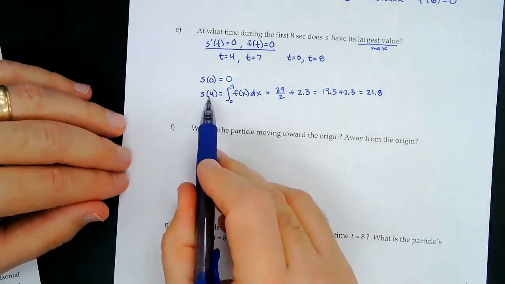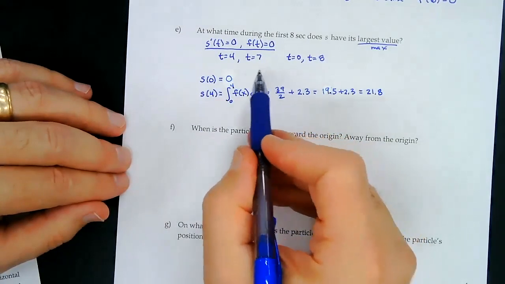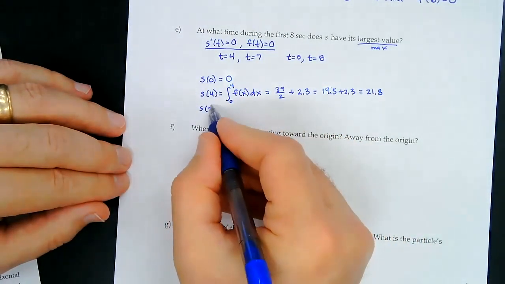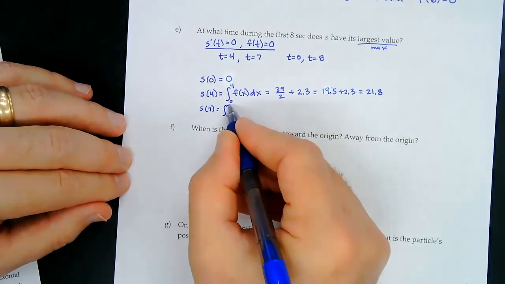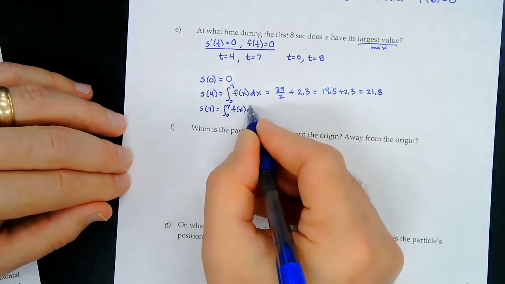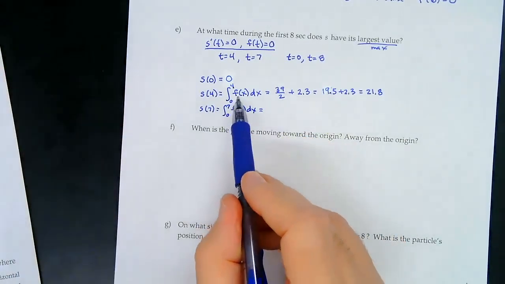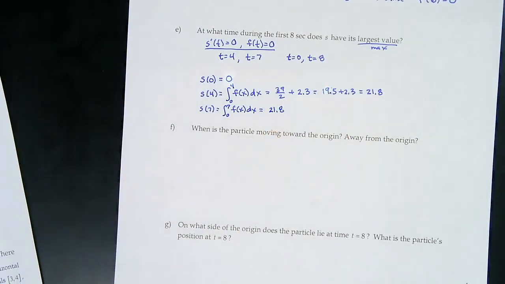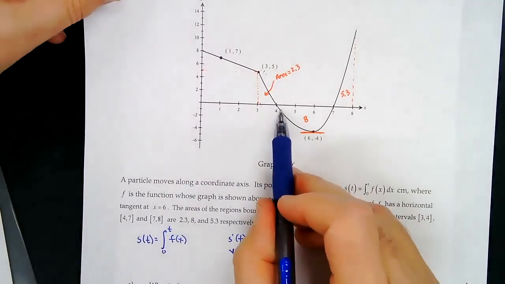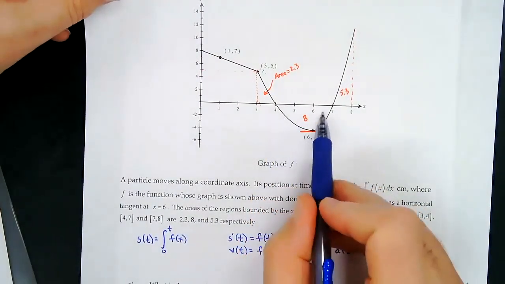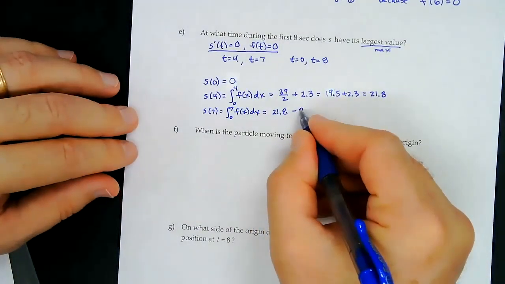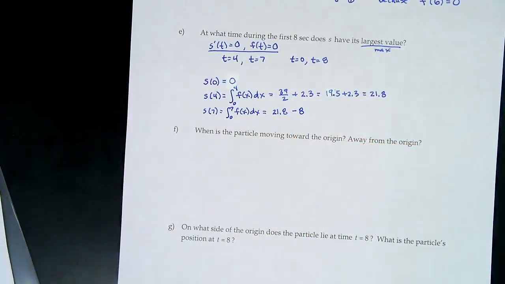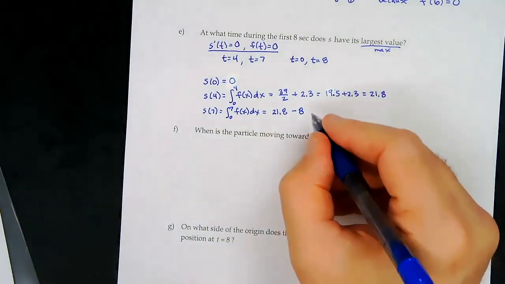So we know the position at 4 is 21.8, and then we need to find s of 7, which is the integral from 0 to 7 of f of x dx. Well, I know 0 to 4 is 21.8, and so all I need to do is go from 4 to 7. From 4 to 7, because the region is below the x-axis, we're going to have to subtract 8. So 21.8 minus 8 gives you 13.8.